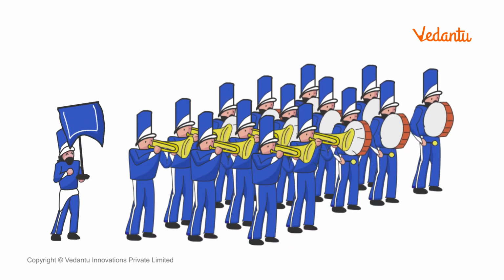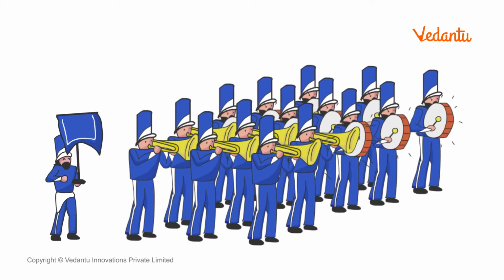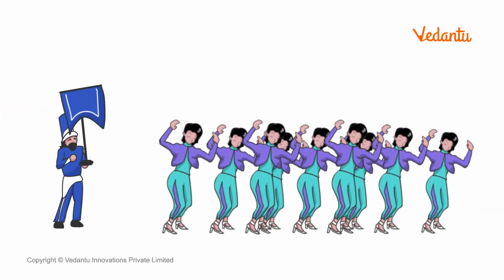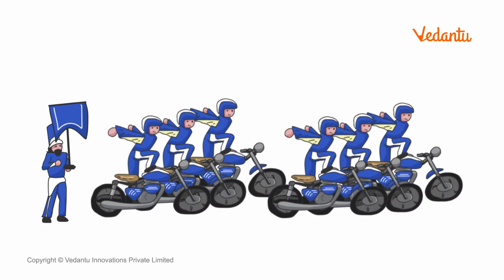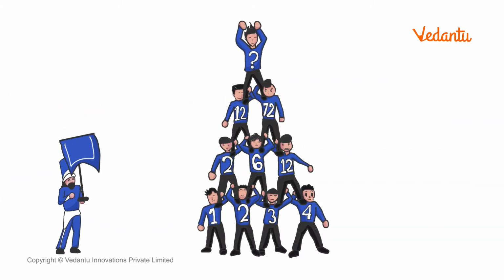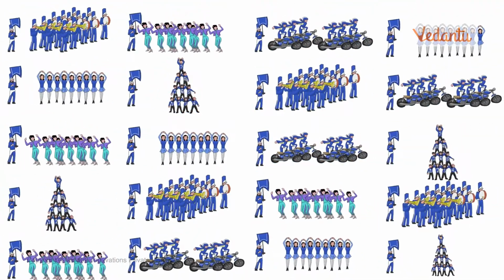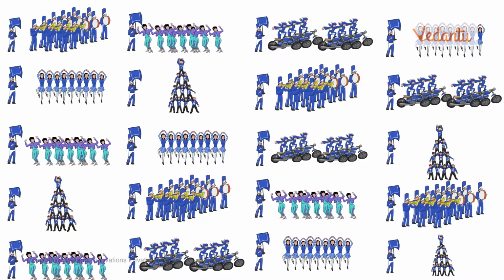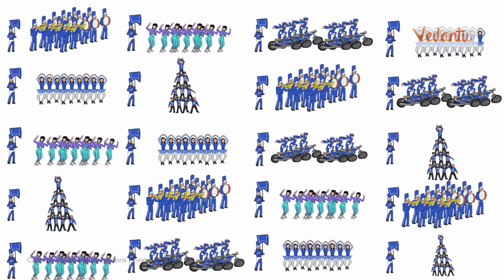After each unit in the parade, we have banners. One for the band, one for the dancers, one for the motorcycle stunts people, one for the acrobats team, one for tableau, and so on. In total, this parade has 20 such units. How many banners will be needed for all these units?